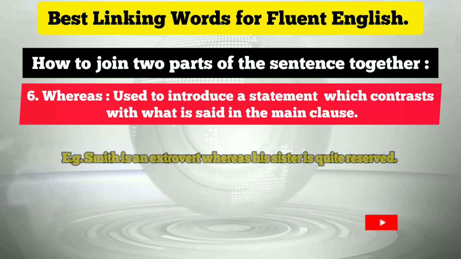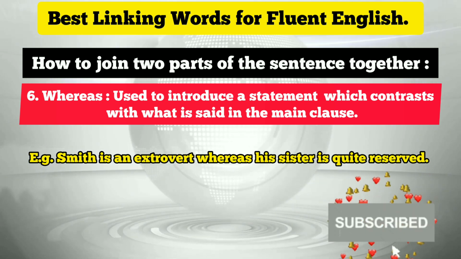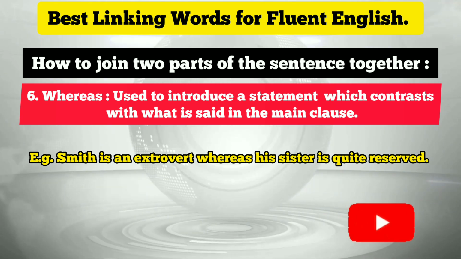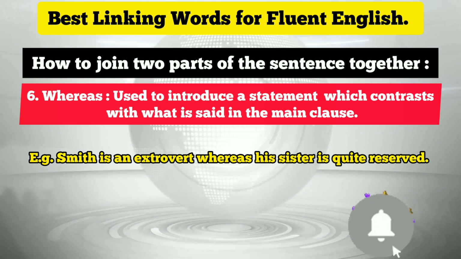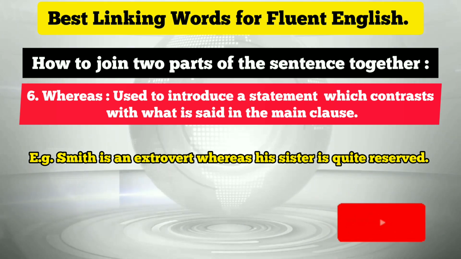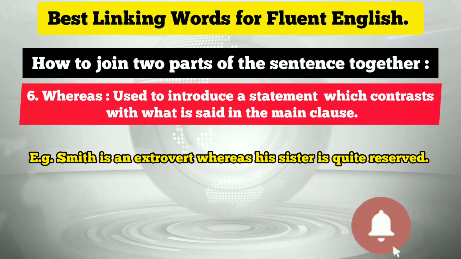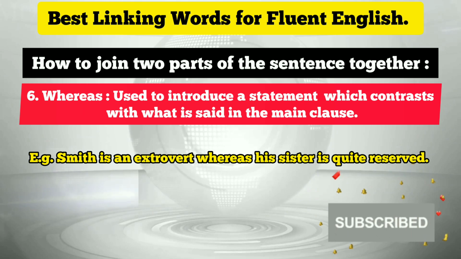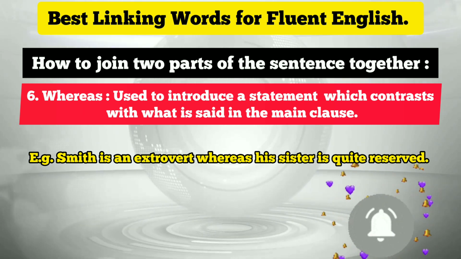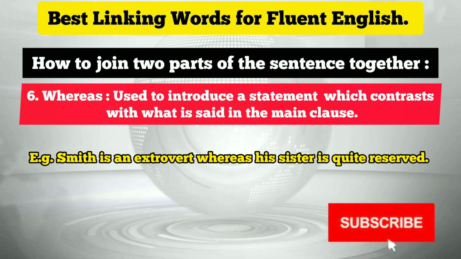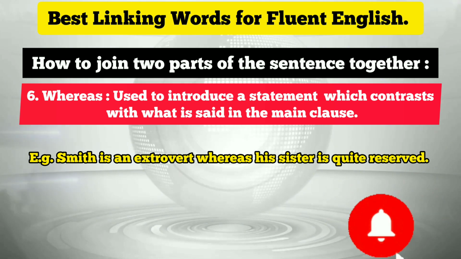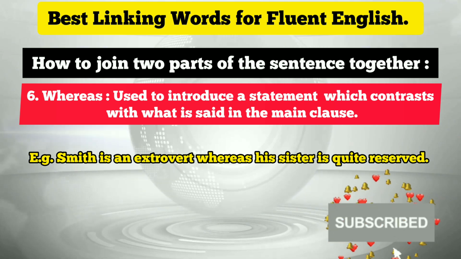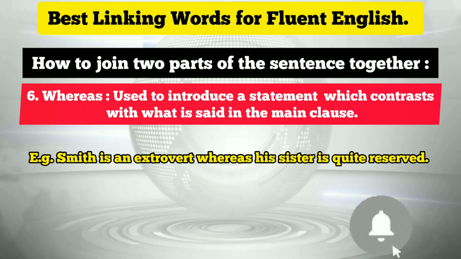As you see the example, Smith is an extrovert, whereas his sister is quite reserved. So Smith is an extrovert. This is one statement, and here I'm talking about Smith's nature, that is his extrovert, and I'm using whereas, this linking word, to connect another statement which says that his sister is quite reserved. That means it is totally a contrast, and his sister has a totally different nature. So I'm quite sure it's clear. It is very useful in your communication. Try to remember the use and make sentences and comment below.